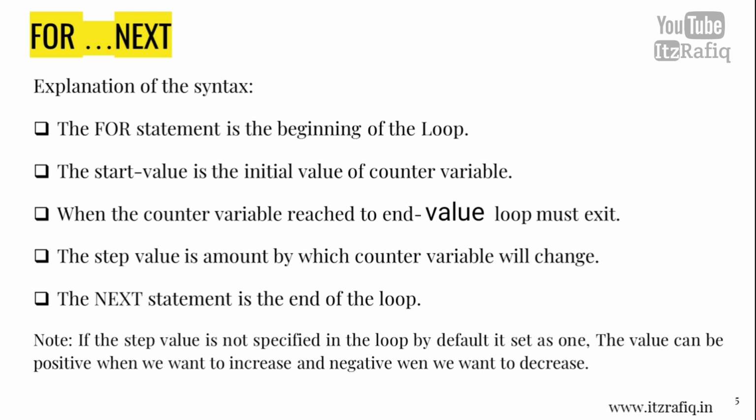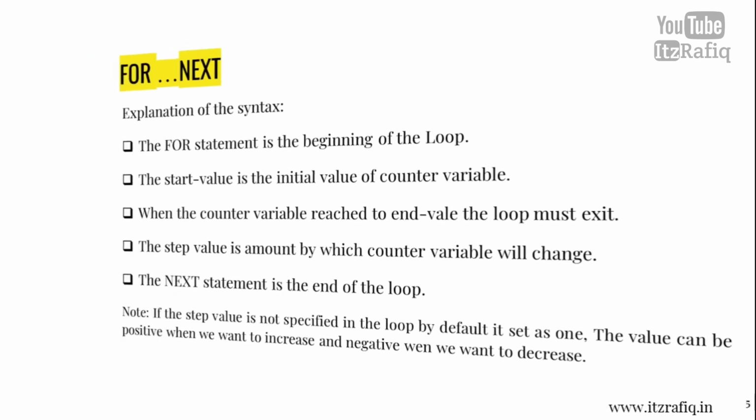Note: if the step value is not specified in the loop, by default it is set as 1. If you forget to write the step value, then the computer or the compiler will take it as 1. The value can be positive when you want to increase the value, and negative when you want to decrease the value.